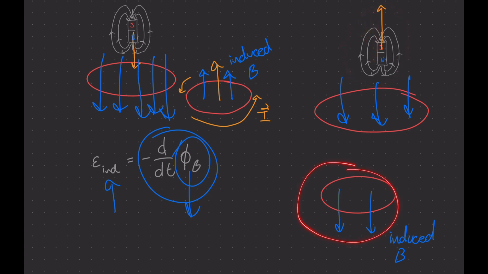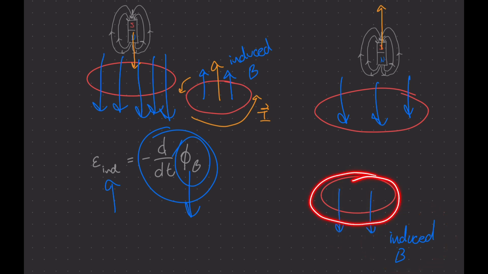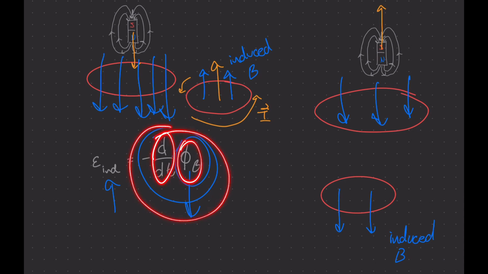So this loop is like, yo, I'm feeling a magnetic field going downwards, but it's getting weaker. And I don't want it to get weaker. I want it to stay the same as what it was. So I'm going to create my own magnetic field. This is the magnetic field that the loop itself creates in order to counteract this change. So again, this magnetic field is created by the loop because there is a current running in the loop. Why is the current running in the loop? Because due to Faraday's law, we have a change in the flux.